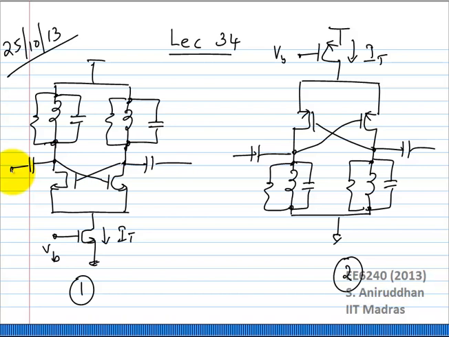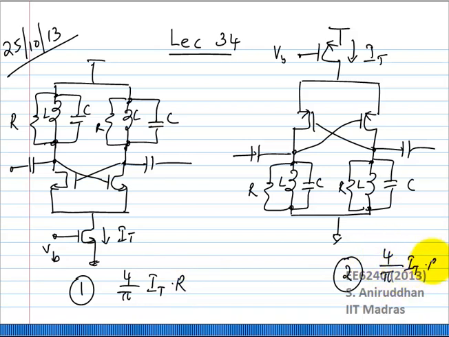Swing. What is the swing difference in between 1 and 2? What is the swing in 1? So let us say this was RLC, and I take the exact same RLC. What is the swing in 1? 4 by pi IT times R. What is the swing in the case of 2? Exactly the same, right? If you were to replace the PMOS cross-coupled pair with an equivalent circuit, it will be exactly the same. That will also be a square wave, plus or minus IT. So this will also be 4 by pi IT times R.